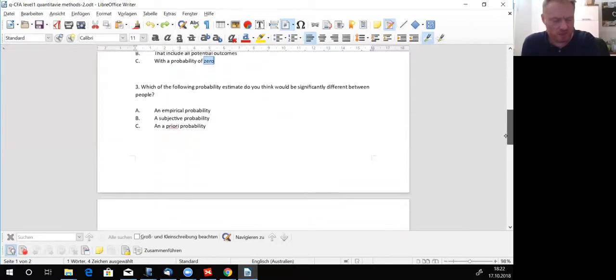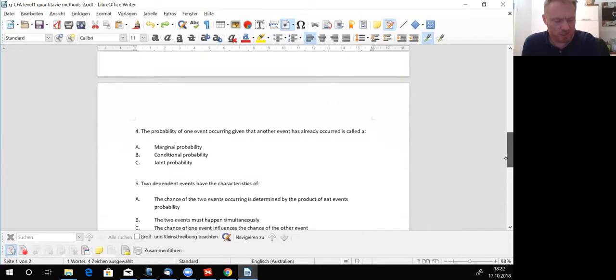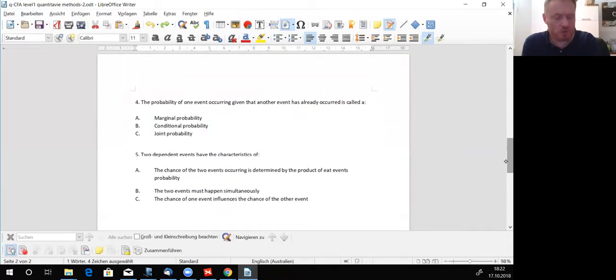Let's take a look at 3. These are probabilities: marginal probability, conditional. We have dealt with the joint probability already. So the joint probability of 2 given events happening at the same time would be called a joint probability, which is question 4, answer C.